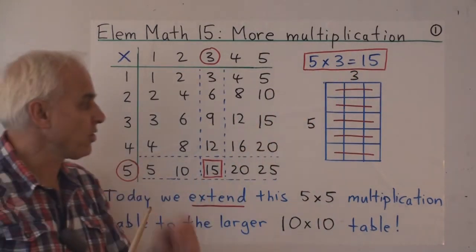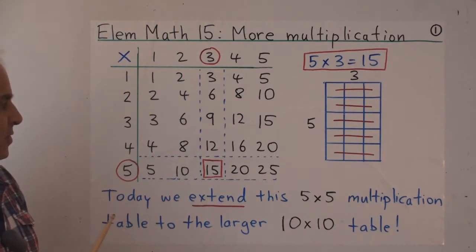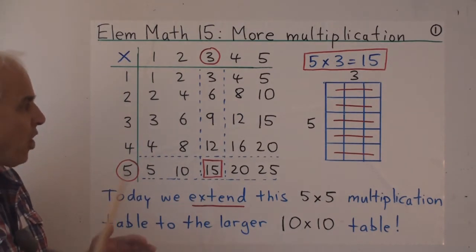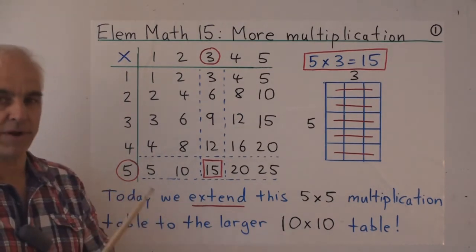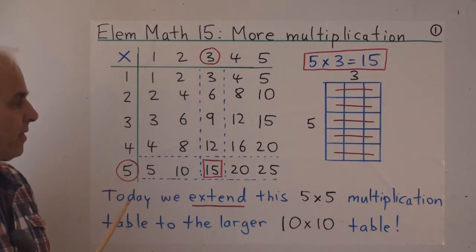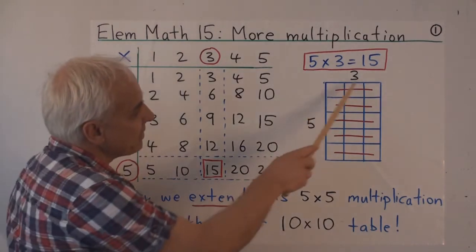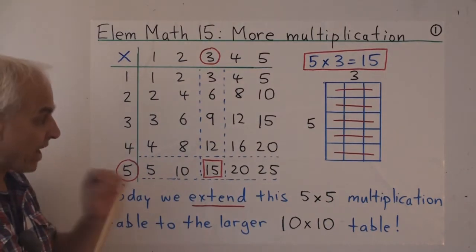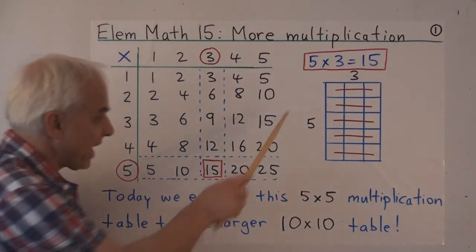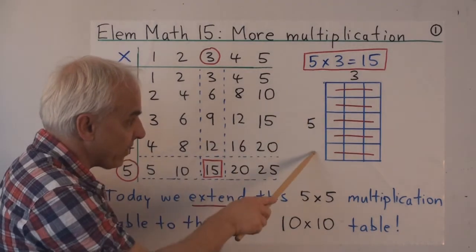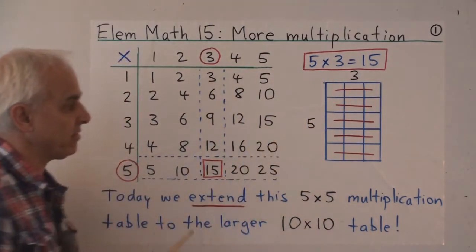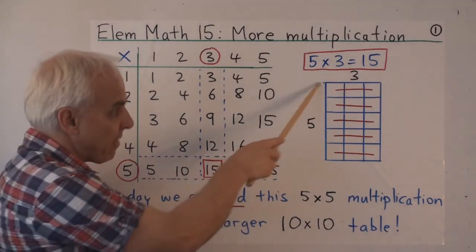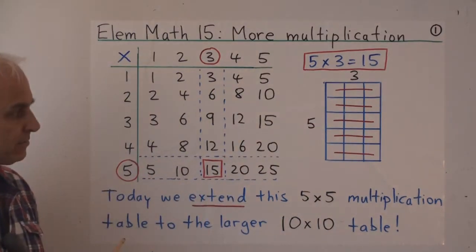And hopefully all your students or young children will know what this means pictorially or geometrically. What we're doing is we're counting the number of squares or little cells in a rectangle. A rectangle which is 5 in this direction and 3 in this direction. In other words, it's a 5 by 3 rectangle.